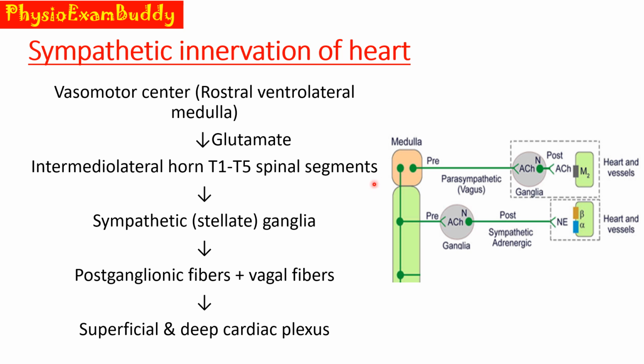Regarding sympathetic innervation of the heart, there is a vasomotor center which is our rostral ventrolateral medulla. It will secrete the neurotransmitter glutamate and it will act on the intermediolateral horn, that is T1 to T5 spinal segments. And from there, the innervation goes into our sympathetic ganglia, and from the ganglia arise the postganglionic fibers as well as the vagal fibers, which will supply our heart as the superficial and deep cardiac plexus.